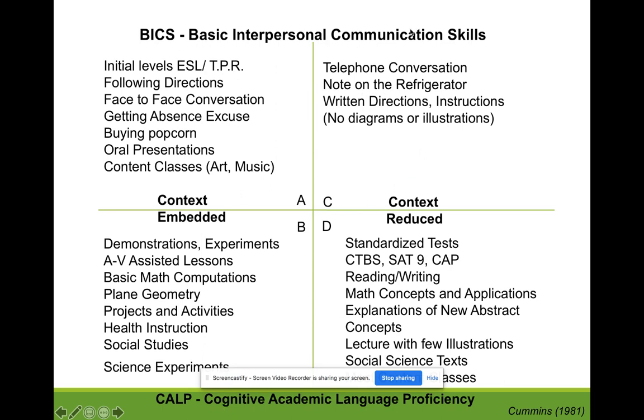This is the language that students are learning when they are learning English in school. So this develops first. Following directions, and there's context embedded into these, to the interpersonal communication with context. So buying popcorn, where you can point to the popcorn, they can help you sort out how much money. If you are having a face-to-face conversation, you can use gestures, getting an absence excuse, anything where you can embed some context, or following directions like I just did with those pictures.